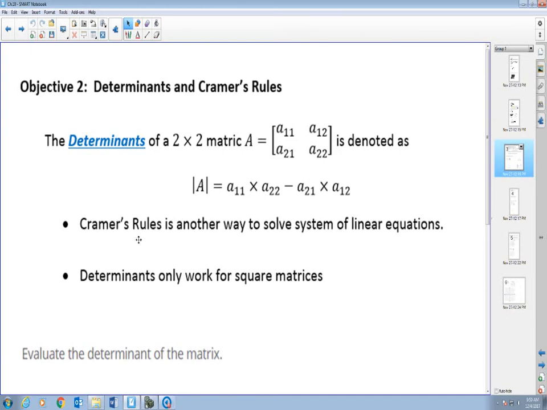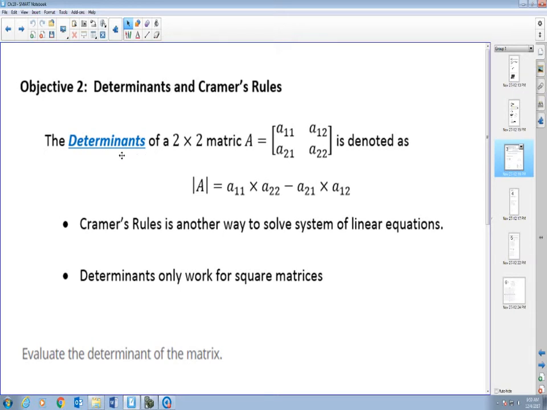Welcome to College Algebra. In this lecture video, we're going to talk about something called a determinant and Cramer's rules, and we will do some matrix operations. All right. So, what is Cramer's rule? Cramer's rule is just another way for us to solve our system of linear equations. And the way you do it is using the idea of a determinant.